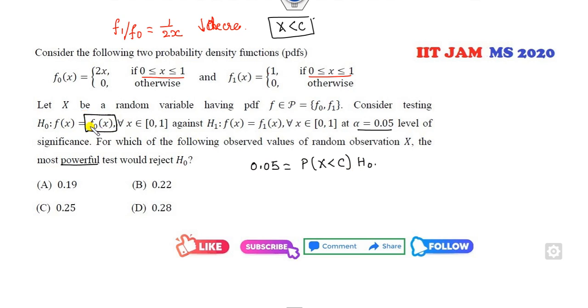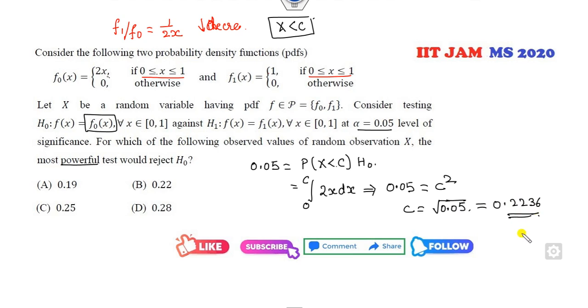H naught is my f naught, that is here. So the upper limit is c and the lower limit is here, which is 2x. So what is the right answer of this? It's 0.05 equals x square, that means c square. So c will be root of 0.05. If I calculate this value in the calculator, it will be 0.2236. So which one is the right answer? Because it's less than this, this will be rejected, because the critical region is always called the rejection region.